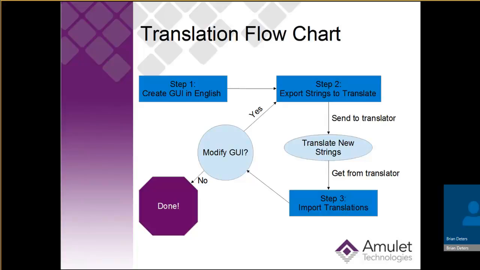And if you changed any strings and got rid of any, all the tools will manage that for you. They just need to translate the new strings. And so then you can do a lot of iterations without having to do a lot of extra rework. And then as soon as you're done modifying your GUI, get out of this loop and you're done. Let's look at this in action.